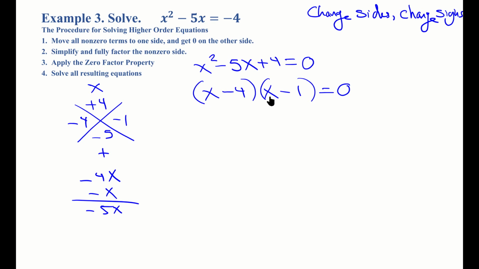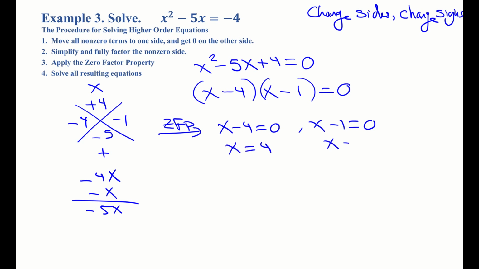Okay, so now we're going to go ahead and set each of these factors equal to 0. So applying the zero factor property once again, we get either x minus 4 must be 0 or x minus 1 is 0. Remember, if a times b equals 0, then a equals 0 or b equals 0. Now solving those two simple equations gives us x equals 4 or x equals 1.